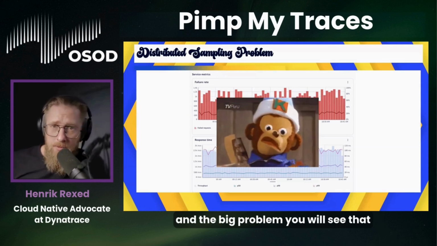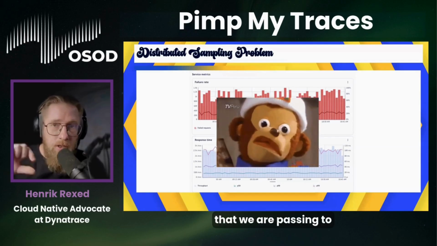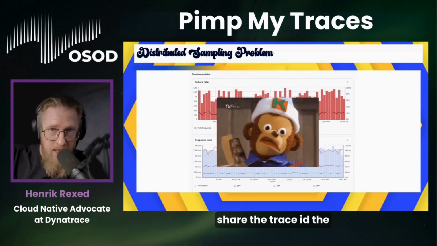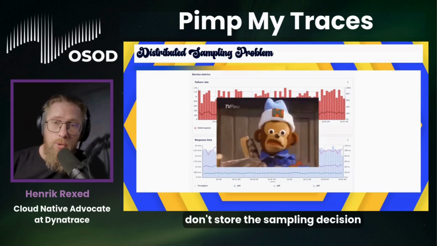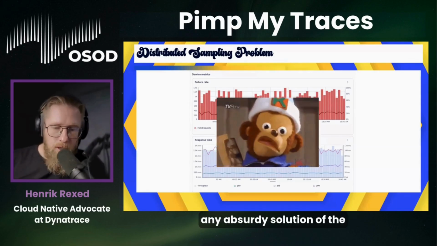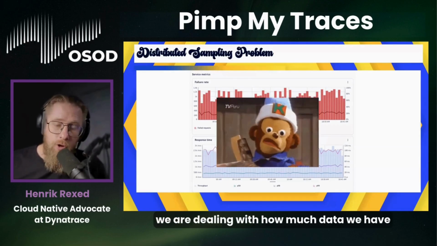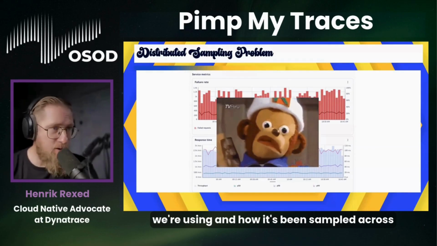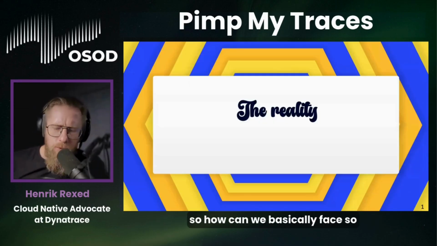And the big problem, you will see, is that currently in the OpenTelemetry specifications, in the trace context that we are passing to share the trace ID, the span ID and everything, we don't store the sampling decision. So when that data comes into any observability solution on the market, we have no idea what we're dealing with, how much data we're using, and how it's been sampled across the architecture. So that's a real problem. So how can we face it?